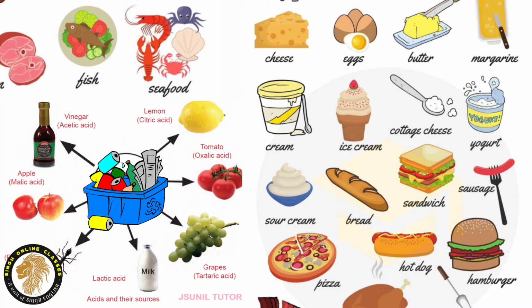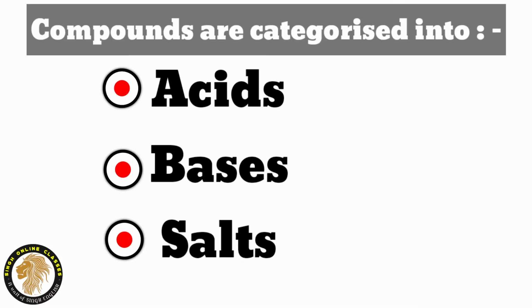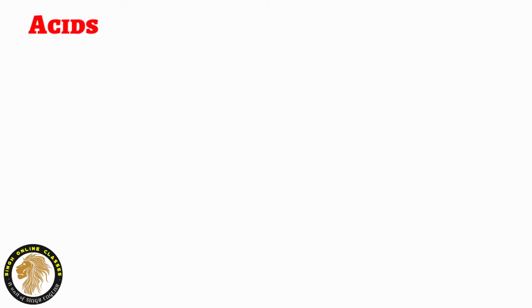Students, a wide variety of materials having different characteristics exist around us. These materials consist essentially of elements and compounds. In this chapter, we shall study the kinds of compounds that we come across in our day-to-day activities. On the basis of their properties like sour, bitter and salty, compounds are categorized into three groups: acids, bases and salts. Let's begin with acids.